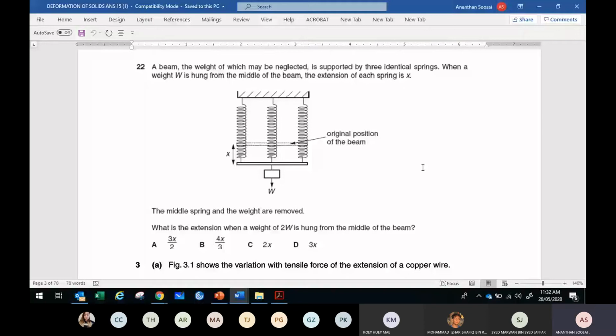So, beam of weight of neglected mass. Okay. 3 springs are connected in parallel. The weight is W, and the extension is found to be X. W with 3 springs, extension is X. Now the middle spring and the weight have been removed. What is the new extension when 2W is hung from the middle of the beam?